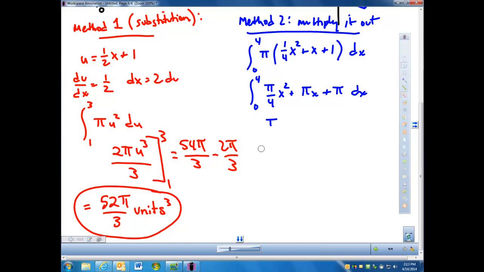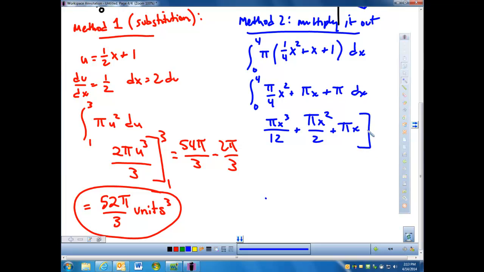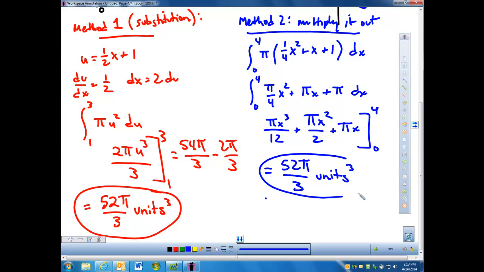So add 1 to the exponent and divide by that. I get pi x to the third over 12 plus pi x squared over 2 plus pi x. I'm going to integrate that from 4 to 0. And when you plug those numbers in, you would see that you'd still get 52 pi over 3 units cubed. It's up to you which way you want to do it. I don't care. Whatever way makes you happy. You don't have to go the same way every time. You can go back and forth on whatever way seems easier for you for that particular problem.